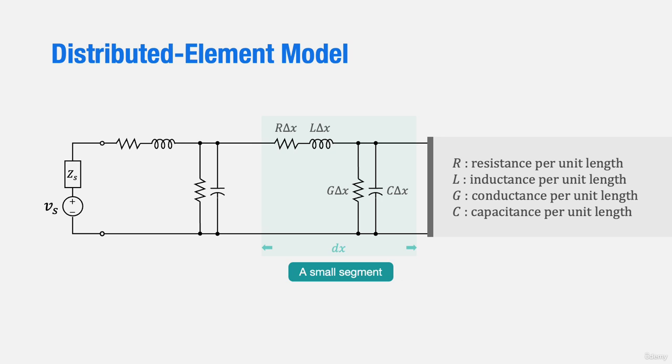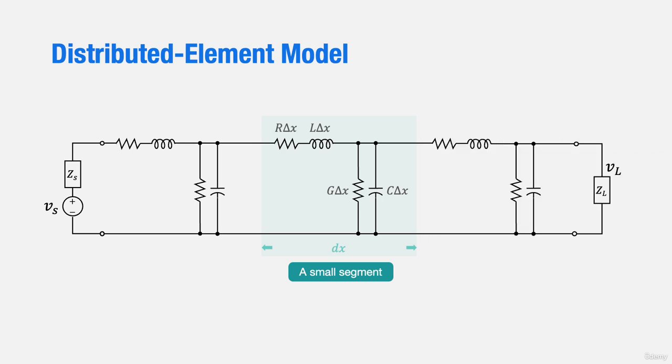And here we see R times delta X, where R is the resistance per unit length. When we multiply it by delta X, we can determine the resistance of this small piece of line. The same is true for the L, G, and C parameters multiplied by delta X.